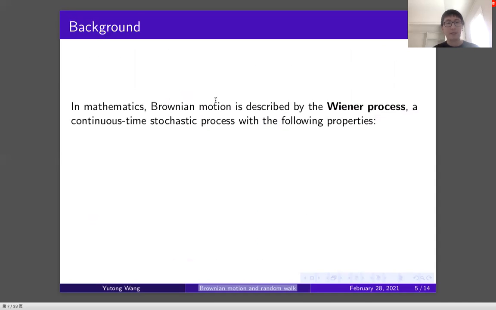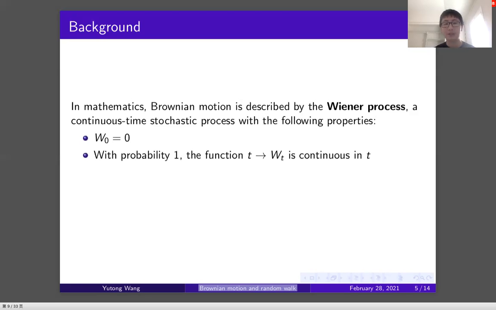Mathematically, Brownian motion is described by the Wiener process. This is a continuous time stochastic process with four properties. The first is W0 equals 0. This means when t is equal to 0, we denote the process as Wt, so when t is equal to 0, W is equal to 0.